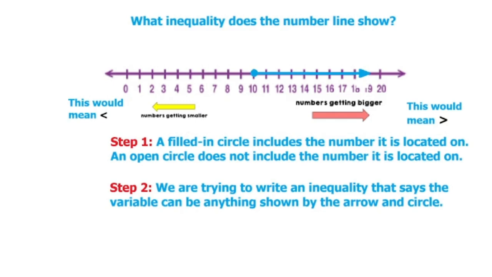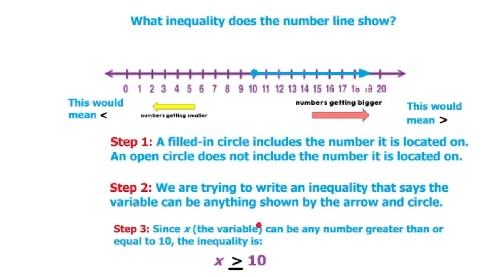So now, since x, which is the variable we're trying to find, can be any number greater than or equal to 10, the inequality is x is greater than or equal to 10. So we could see that the inequality for this is x is greater than or equal to 10 because we're going this way and it includes 10. It could be any of these numbers. And that's all there is to this.